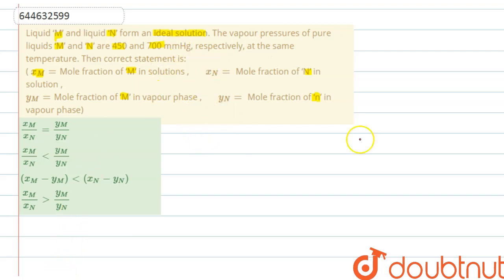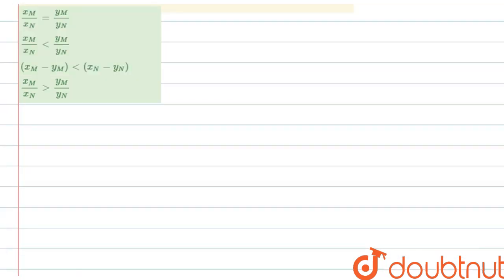According to Raoult's law, the partial pressure of M is directly proportional to the mole fraction of M in the solution. Now after removing the proportionality sign, we get the partial pressure of M equals mole fraction of M multiplied by a constant, which is Pm naught here, right?